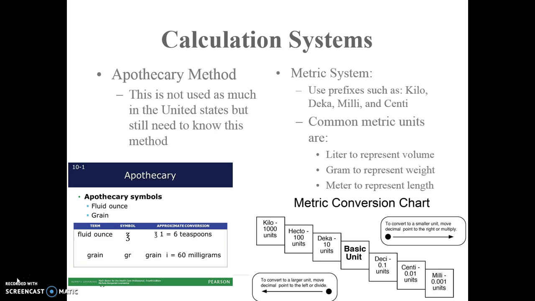The metric system is most commonly used for drug calculations and conversions. It uses the prefixes kilo, hecto, deca, deci, centi, milli, and micro. Metric conversions are accomplished by multiplying or dividing by 1,000, and the most common metric units for measurement are a liter for volume, gram for weight, and meter for length. In the metric system, dosages are written with a decimal number first, then the unit of measurement. So for example, you might have something like 25 milligrams.